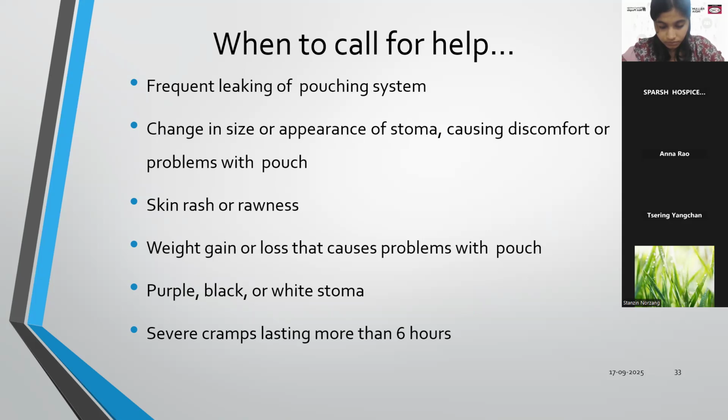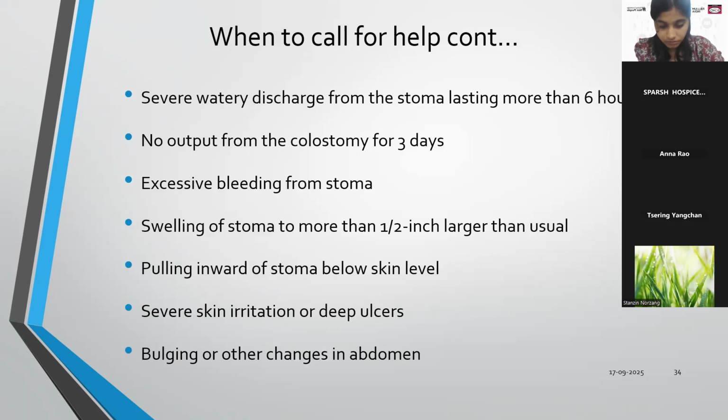Color also should be watched. Severe cramps should be reported. Severe watery discharge from the stoma for more than 6 hours should be reported immediately. If there is no output from the colostomy for 3 days, then it should be reported. Excessive bleeding is taking place. If there is any swelling more than half inch or larger, that should be reported. If the stoma has pulled inward or come outward, that should be reported.